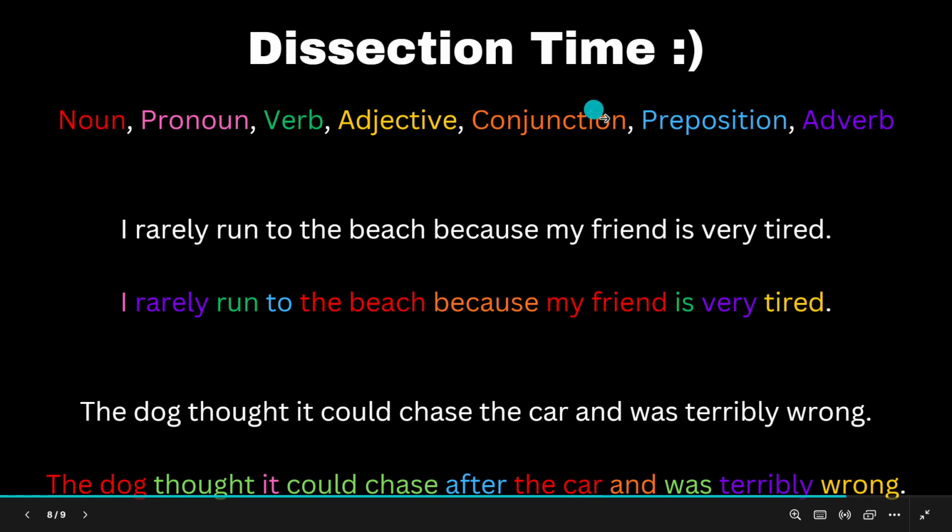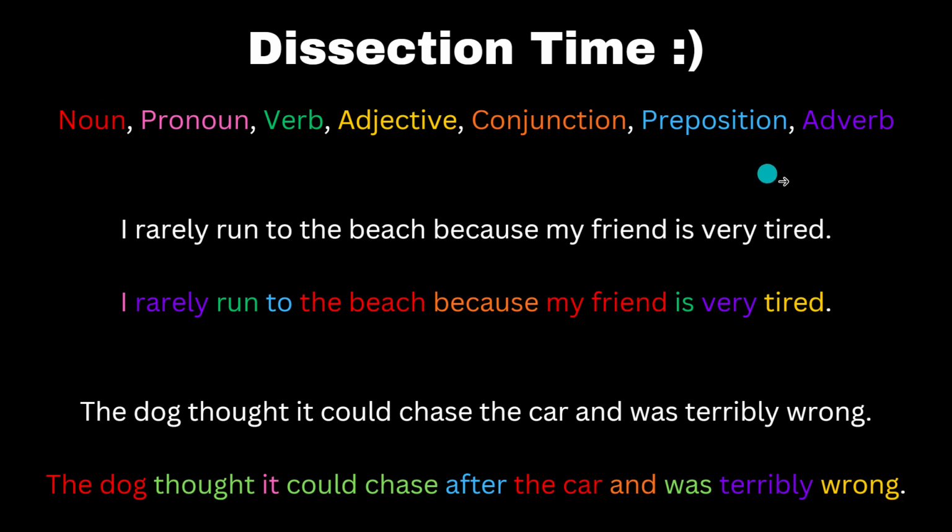So dissection time. I've just got a quick color-coded thing up the top, and I'm going to explain all of these though, don't worry. So each color these words are in this top line are basically how I'm going to color-code each sentence. So if we take the sentence, I rarely run to the beach because my friend is very tired. Doesn't really make that much sense as a sentence, but it is grammatically correct. So I'll break it down for you.